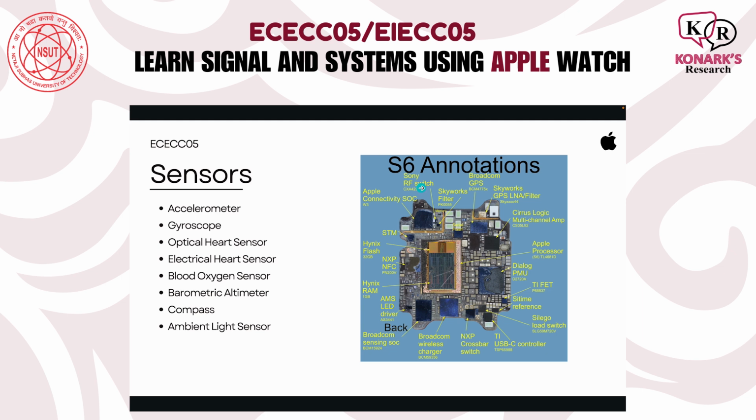Talking about sensors, this is the circuit board of an old Series 6 Apple Watch, and although we cannot see properly each and every part of this, we can get a very good idea of what features each of them provides. For example, here this chip, Broadcom wireless charger, supports wireless charging. This USB-C controller gives us USB-C input. The Apple processor is the main processing power of the Apple Watch.